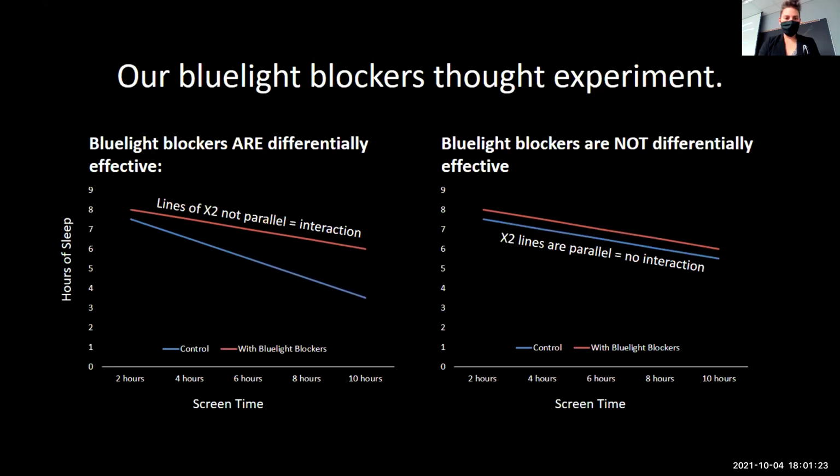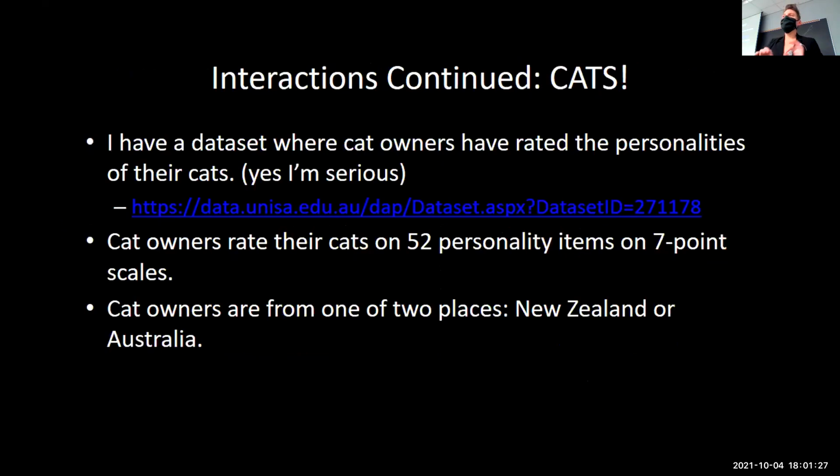Okay, for our next part, to continue to talk about interactions, I want to do one more example. And it's inspired by the conversation we had in this room after I turned off the Zoom, which was all about cats. So I'm just going to very briefly walk through an example output from an analysis that I've done. And this is a data set where cat owners have rated the personalities of their cats. Yes, I'm serious. Here's the data if you would like to play with it or look at it.